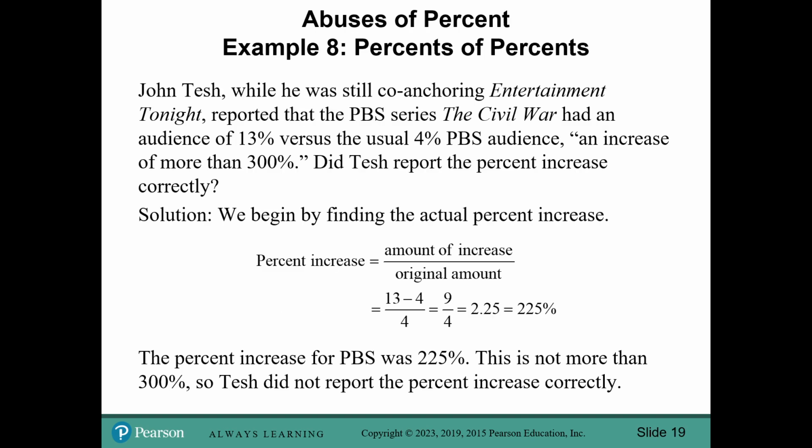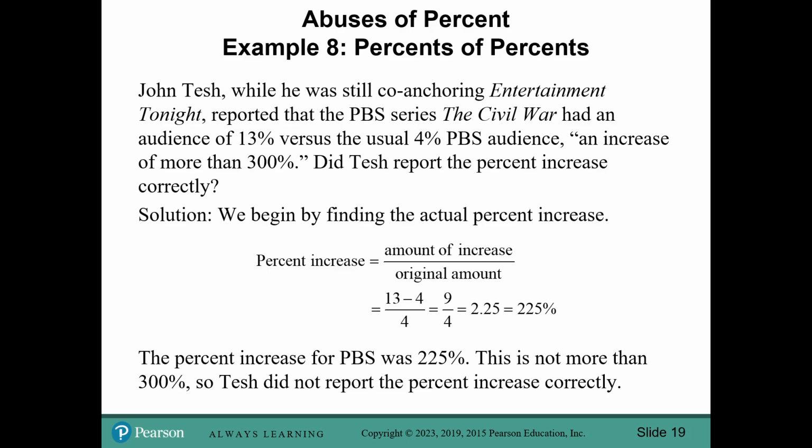Now, let's look at abuses of percent. So, example 8, percents of percents. John Tesh, while he was still co-anchoring Entertainment Tonight, reported that the PBS series The Civil War had an audience of 13% versus the usual 4% PBS audience, an increase of more than 300%. Did Tesh report the percent increase correctly?